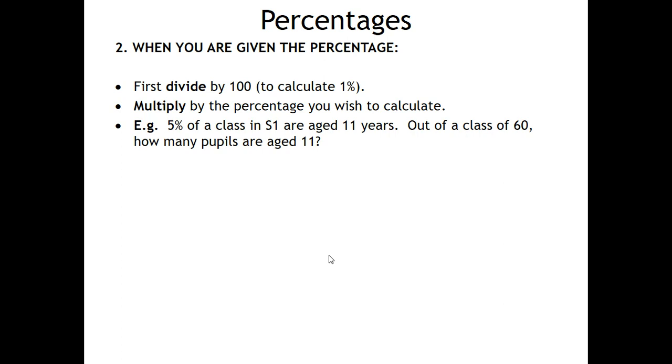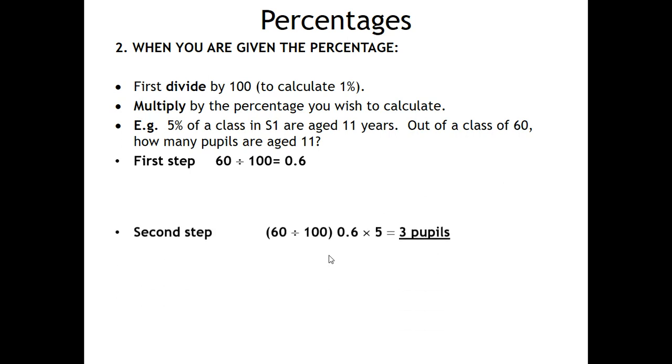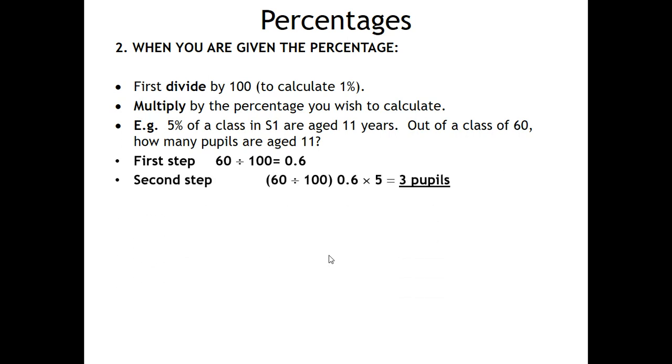So for example, 5% of a class in S1 are aged 11 years. If there's 60 in the class, how many would be aged 11? So we take our number, which is 60, we divide it by 100. That's step one. And that gives us 0.6, and then we take 0.6 and simply times it by the percentage, which is 5. So 0.6 times 5 tells us that 3 pupils in the class of 60 are aged 11.